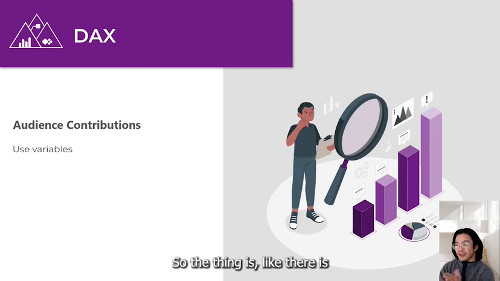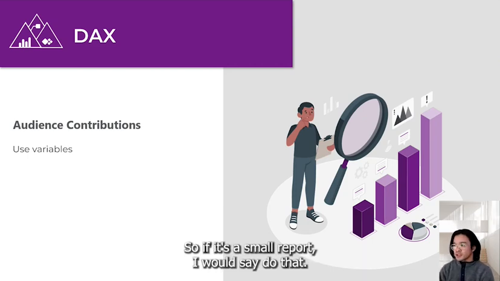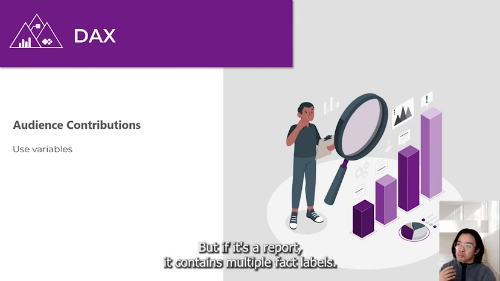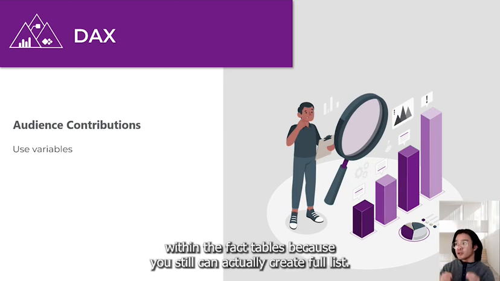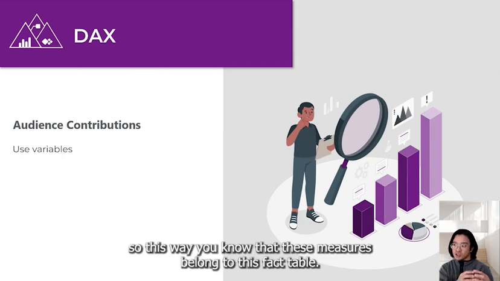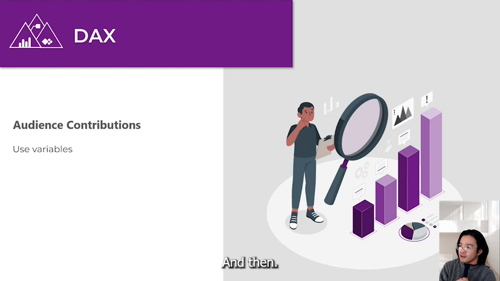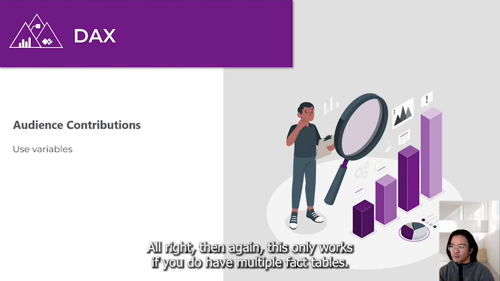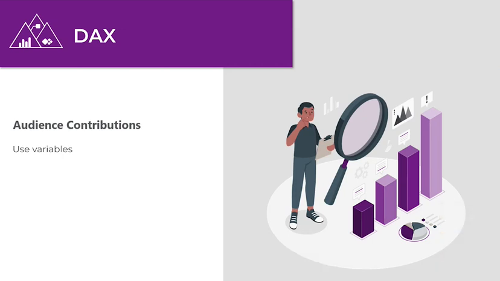All right. Okay. So if you want to create a measure table, you need to create a blank table, and then you move everything in there. It works. So if it's a small report, I would say do that. But if it's a report that contains multiple fact tables, I would highly recommend that you keep those measures within the fact tables, because you can still create folders within the fact table. This way, you know that this measure belongs to this fact table, and that measure belongs to that fact table, rather than consolidating everything into one. This only works if you have multiple fact tables. If you have just one fact table, it's actually really nice to have the measures separate in a different table.